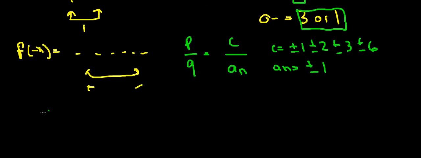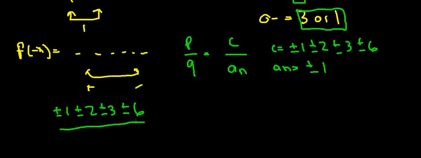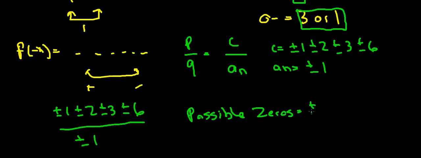So we have to divide everything. So we have to know what all the possibilities are. So that's going to be plus and minus 1, plus and minus 2, plus and minus 3, plus and minus 6, divided in turn by plus and minus 1. And thankfully, since it's just a 1, it's going to be very simple. So our possible zeros are plus and minus 1, plus and minus 2, plus and minus 3, and plus and minus 6.